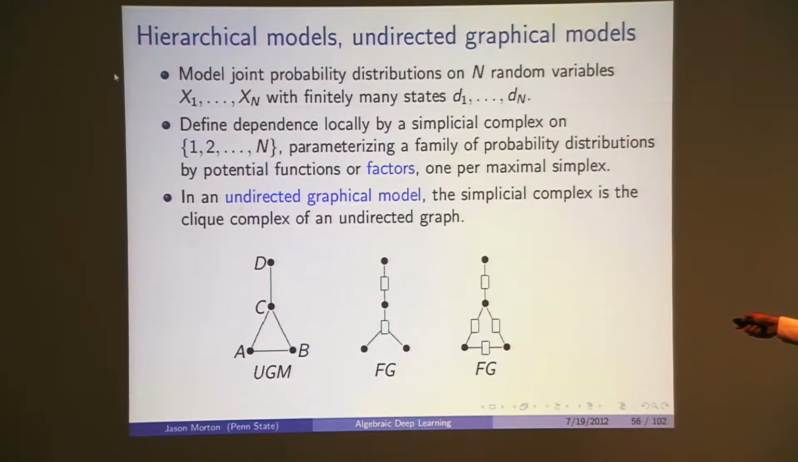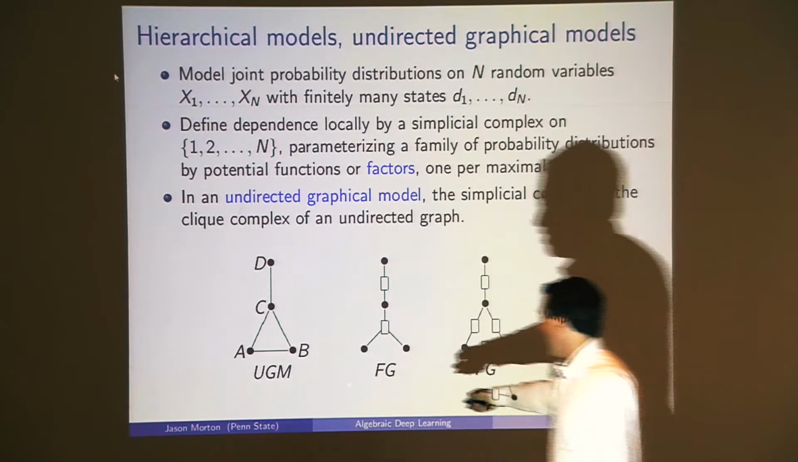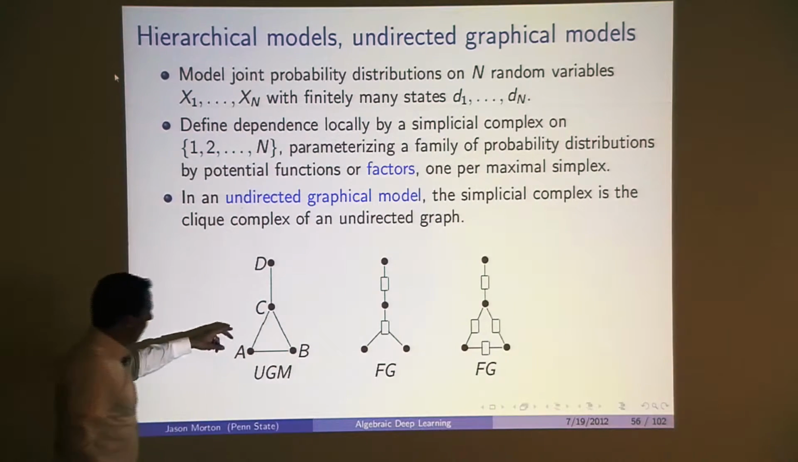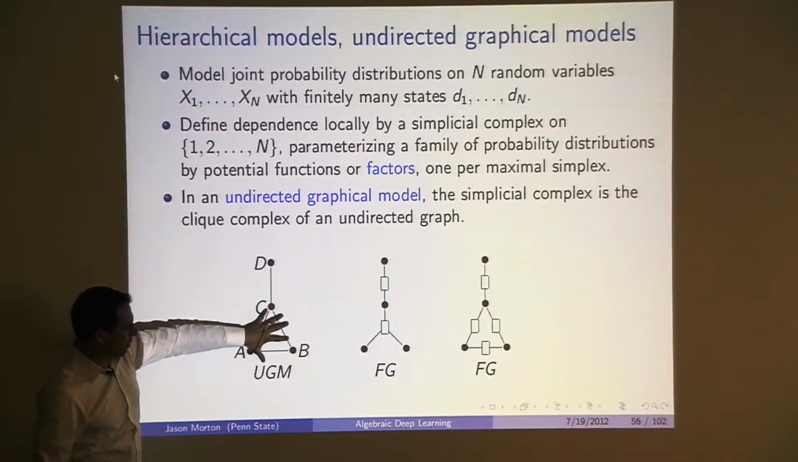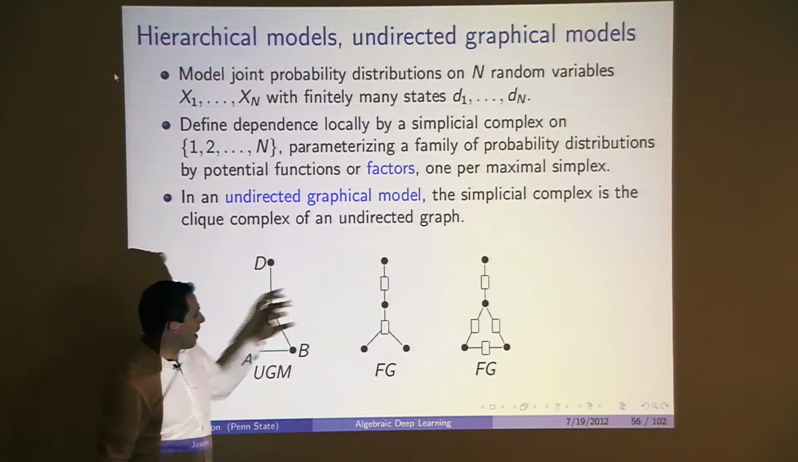An undirected graphical model has a special simplicial complex. The simplicial complex is the clique complex of the undirected graph. So here's an undirected graphical model. It has two cliques, this one and that one. Two maximal cliques.